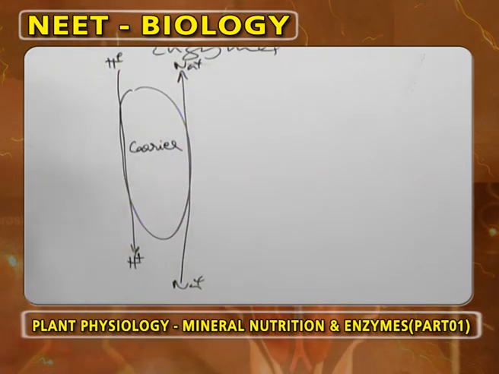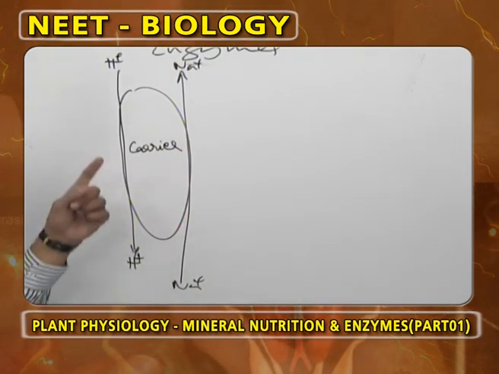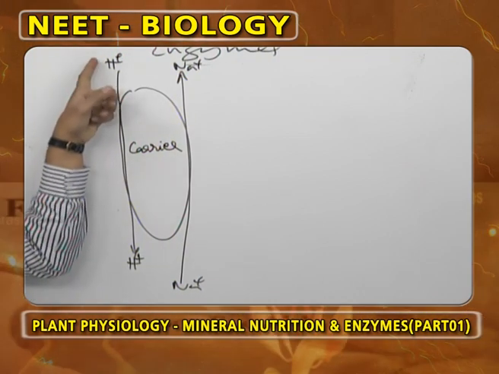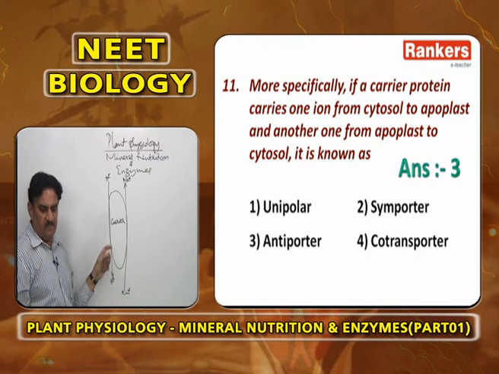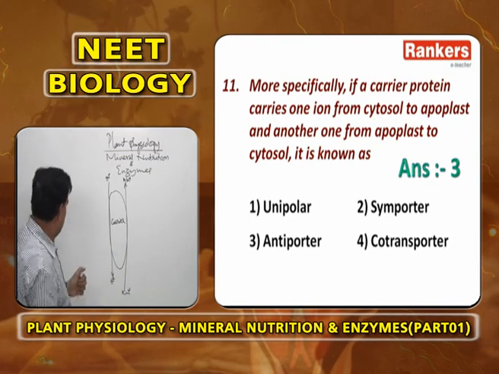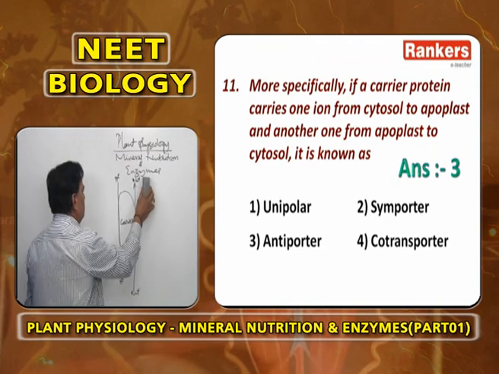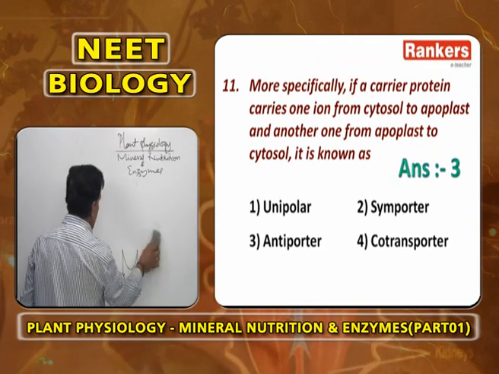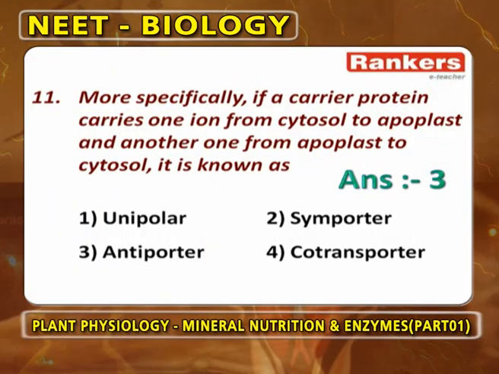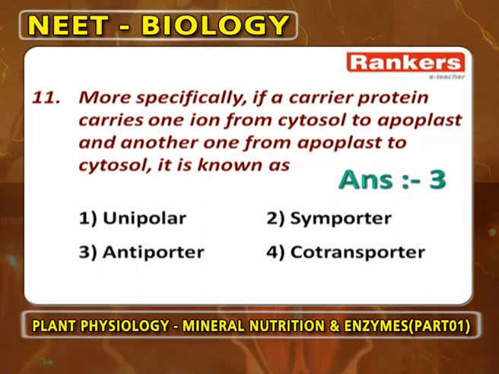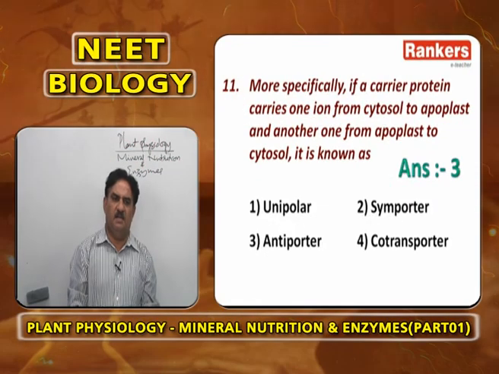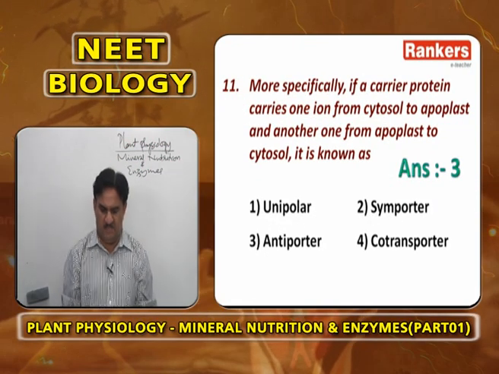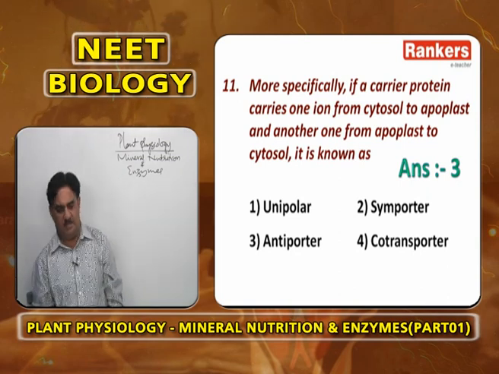If a carrier protein carries one ion from cytosol to apoplast and another from apoplast to cytosol, that means in opposite directions. Apoplast to cytosol is proton, cytosol to apoplast is sodium, calcium, something like that. So it is the carriers which are carrying two different types of ions in opposite directions. This is popularly called antiporter.